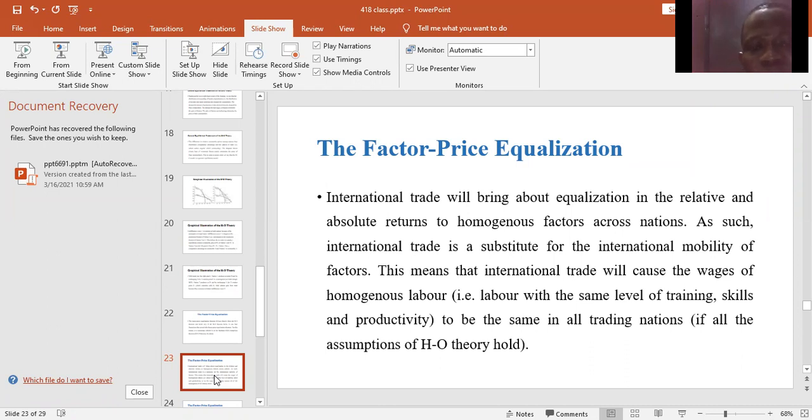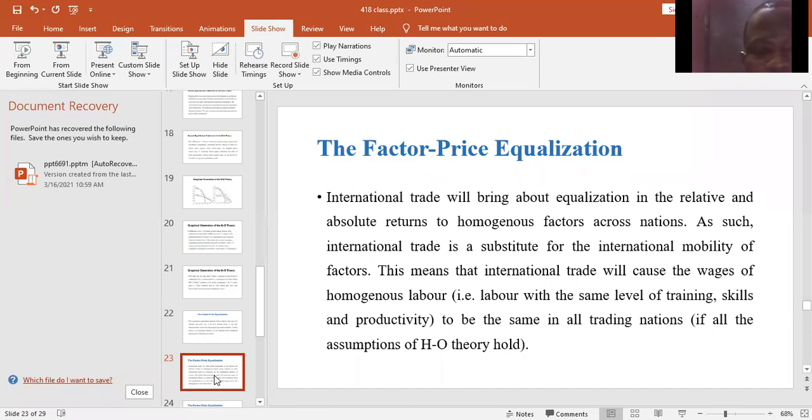That means that international trade will bring about equalization in the relative and the absolute return to homogeneous factors. There's a condition that the factor we are discussing must be homogeneous. For instance, when you say labor is homogeneous, they are of the same level of skill, the same level of training, and they can offer the same level of productivity. That's what we mean by factor price equalization.